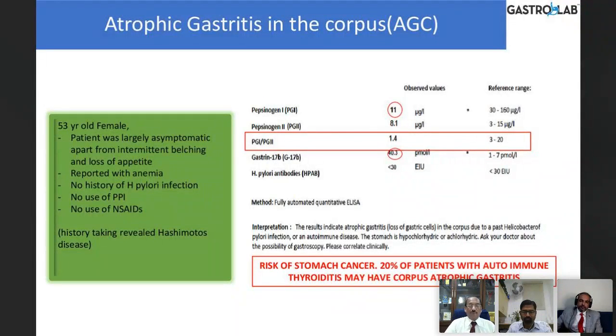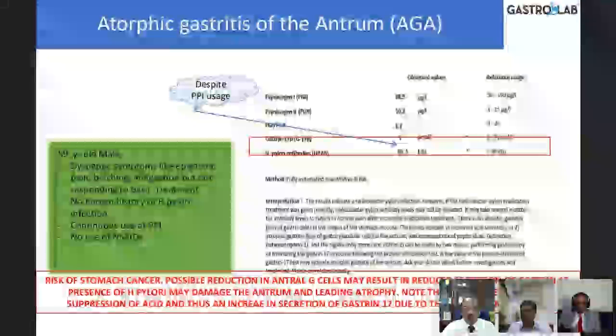That means the peptic cells, the chief cells in the corpus, are unable to produce pepsinogen because of the atrophy of the mucosa. And G17 is high, indicating the hydrochloric acid is so low that the body is trying to increase the gastrin in order to stimulate the production of acid. So this is atrophic gastritis in the corpus, which carries a high risk of developing gastric carcinoma. And 20% of autoimmune thyroiditis may have chronic atrophic gastritis of the corpus.